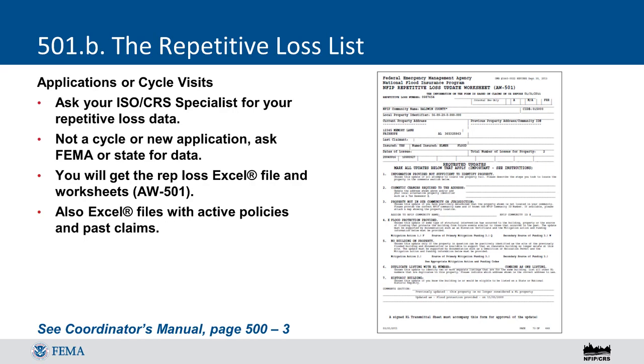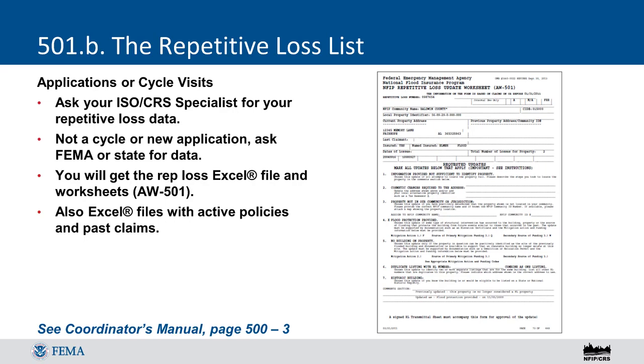The annual data distribution includes a great complement of information. Communities receive repetitive loss data in Microsoft Excel files and the AW501 worksheets in PDF format. The AW501 worksheets are divided into two different PDF files. One will be the unmitigated repetitive loss properties, and the other PDF file will be the mitigated properties.